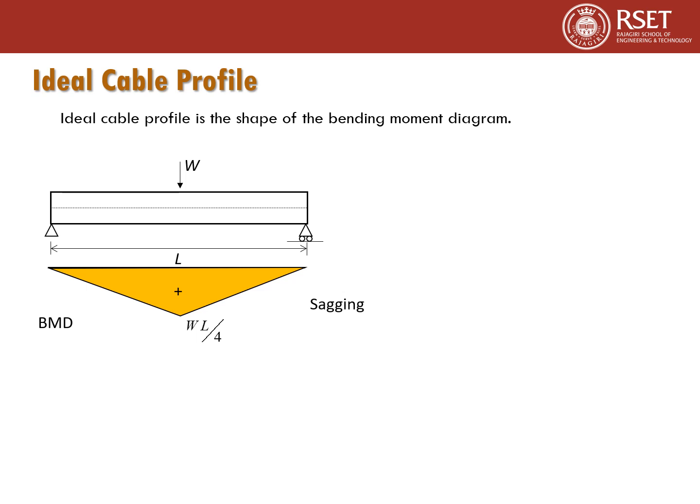So the ideal cable profile is the shape of the bending moment diagram. So if you see a simply supported beam subjected to a concentrated load in the center, then the bending moment diagram is shaped like a triangle with maximum at the center with value WL by 4. And this moment is sagging.